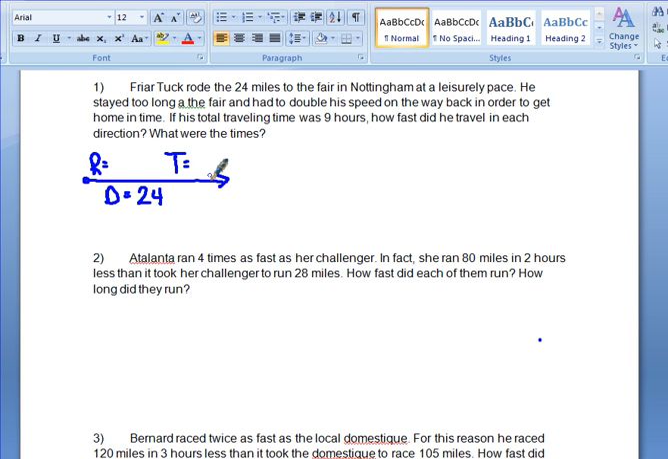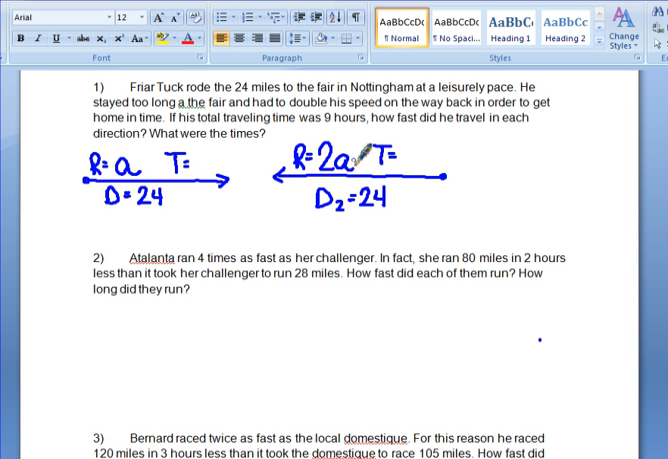We also know that on his way back, he had to have gone the same distance. If he was going from the fair back to wherever he started, it would be the same distance. So his distance 2 is going to be equal to 24 also. Again, we don't know the rate, and we don't know the time. Now let's look at our other information. It says that when he got to the fair, he stayed too long and he had to double his speed on the way back in order to get home on time. So whatever his rate was there, he had to double it on the way back. If we called his rate there A, then his rate on the way back would have to be 2A because it was doubled.